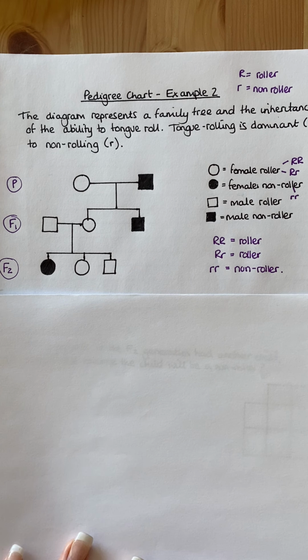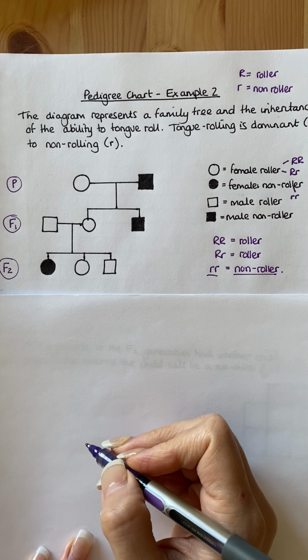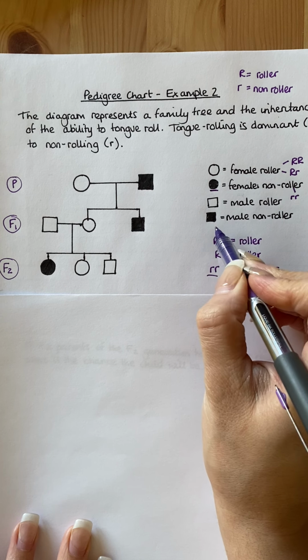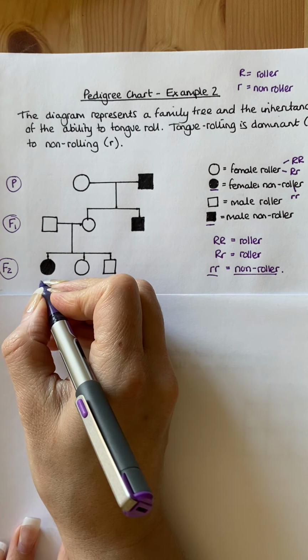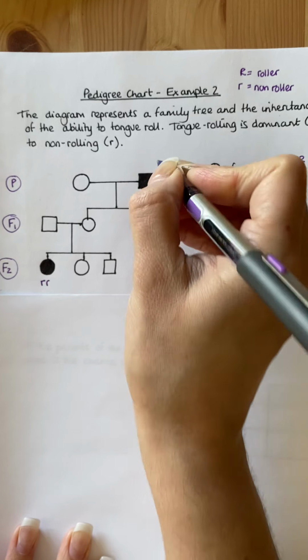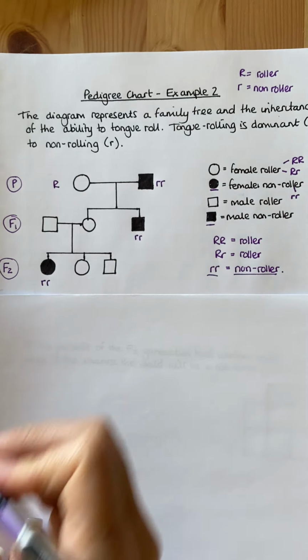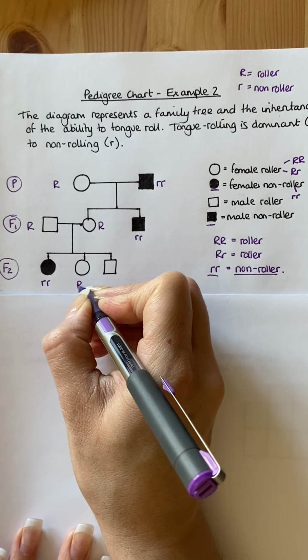The only people that you know their genotypes for definite to begin with are the non-rollers, because they must have two small r's. So every person that's a blacked-out box or blacked-out circle would be two small r's. So this person would be two small r's, so would this, and so would this. Now every other person is a roller, and must have a capital R. So this must have a capital R, so must this, etc.